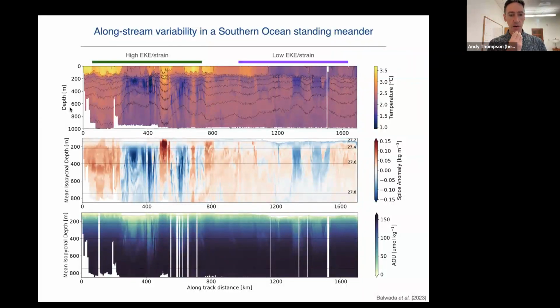And then as you go down to the lowermost panel, we're again showing apparent oxygen utilization mapped onto different density surfaces and then plotted as a function of the mean depth of that density surface. The thing that really stands out here is the very fine scale variability that you see in AOU, again, low values of waters that have been recently ventilated. But also, in these high eddy kinetic energy and high strain regions, you have an extremely deep penetration of these low AOU values into the interior, to depths almost down to 600 meters, in ways that you really don't see as you move further downstream.